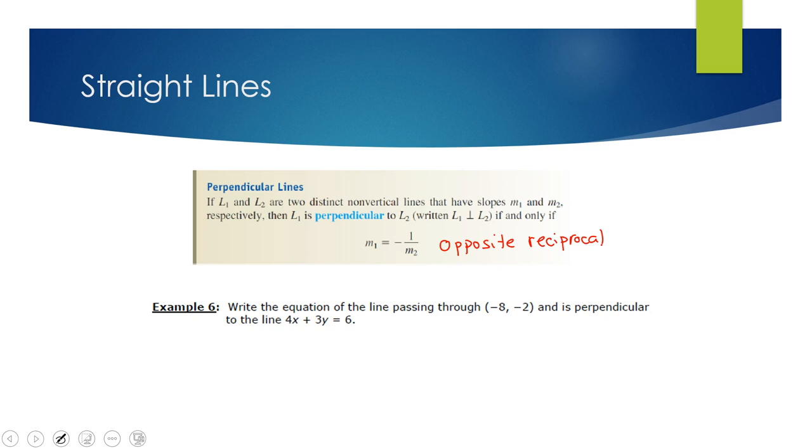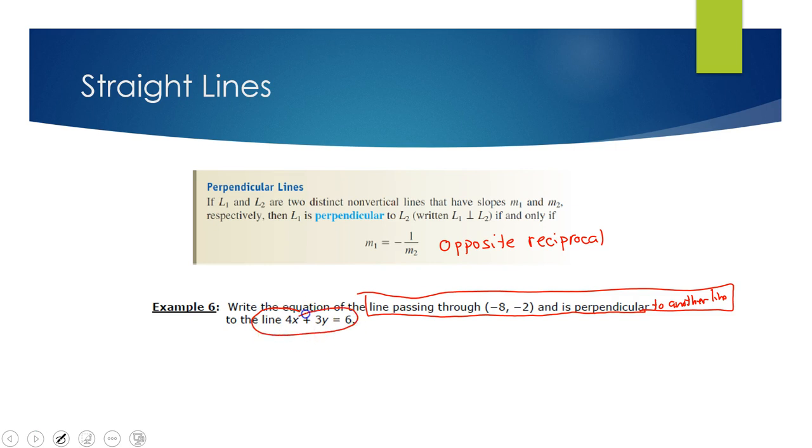So here again, they're giving us two lines. They're saying, okay, we're looking for a line passing through negative 8, negative 2 and it's perpendicular to another line. That line is this here. So this is what we want. This is the line given. So I have to figure out the slope of this line first, which is written in general form or expanded form or whatever way you want to call it. Different textbooks call it different things.